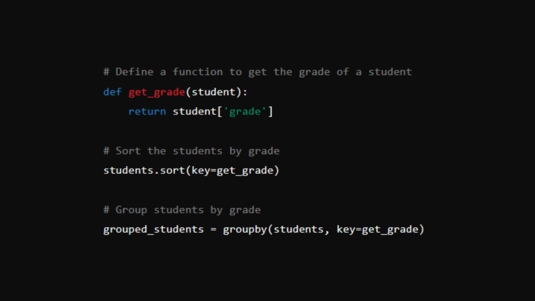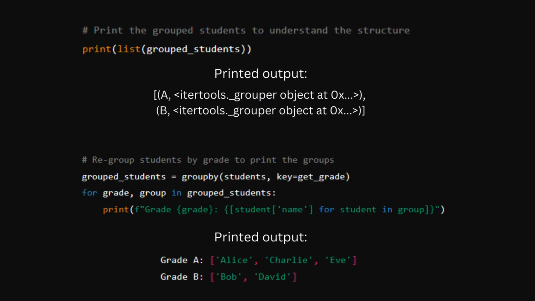Now we're going to apply the groupby function, specifying that we want to group by the grade key. And if we print the grouped students variable, you can see its structure. It's not super readable, but this is how the data is actually stored. So that's why in this last step, we're going to iterate over the grouped data and print out the grade and the list of students in each group in a more readable fashion. Whenever you're using this, you're going to want to use this structure to make the data readable, but it's still a super useful function.